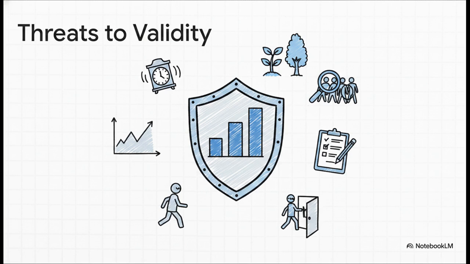We call that history. Or maybe their extreme insomnia just naturally normalized over time. That's called regression to the mean. We also have to guard against people naturally maturing, dropping out of the study, or reacting differently simply because they know they're being tested. A truly robust experimental design successfully rules every single one of these out.